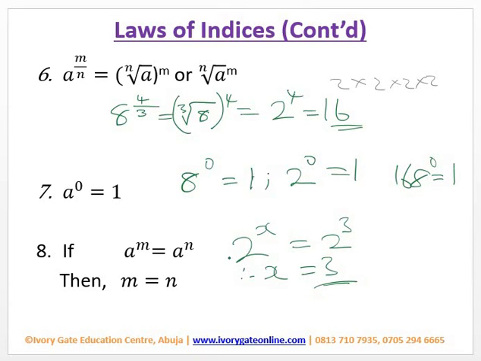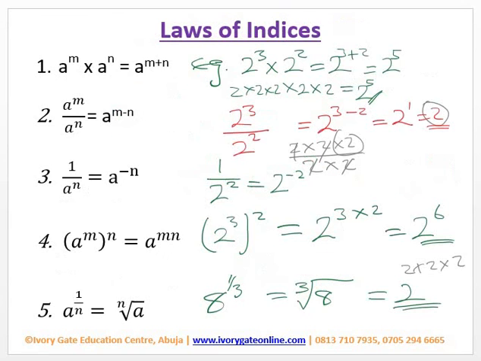So these are the laws of indices. Quickly, we go through them again. The first one says a raised to power m times a raised to power n is equal to a raised to power m plus n. So here, because of the multiplication, the sign in between will be addition.